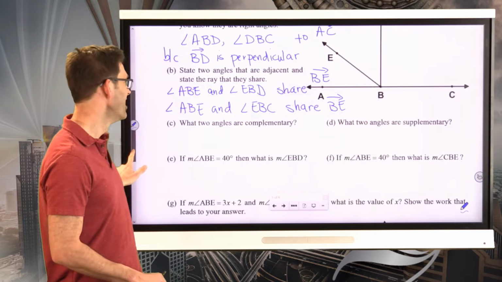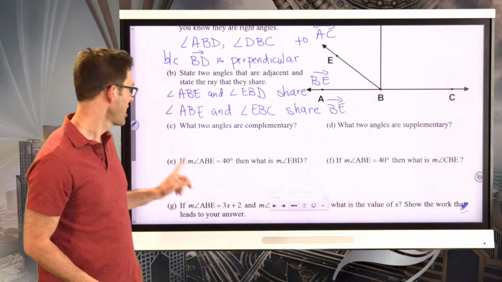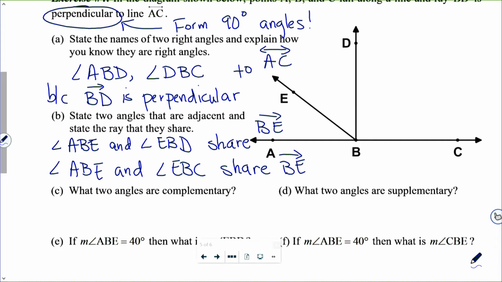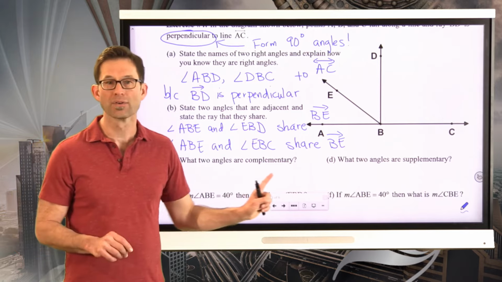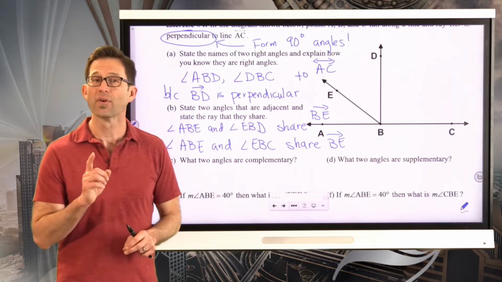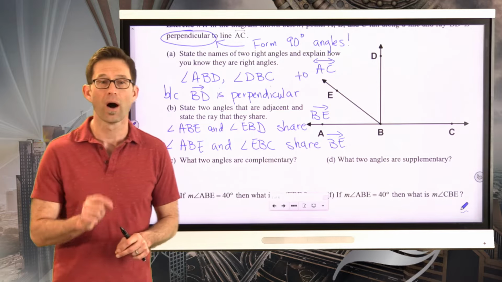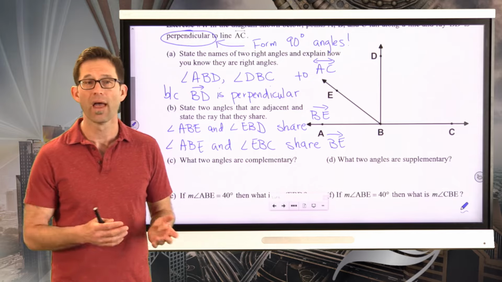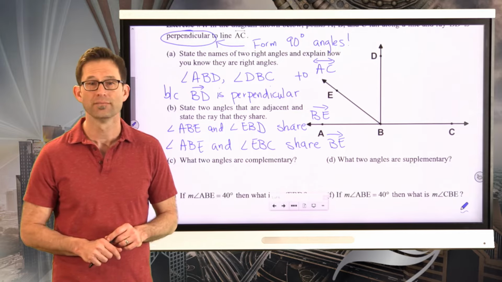All right, let's keep talking about these. Actually, let me keep the diagram on the board. Let's take a look at letter C. What two angles are complementary? All right, so complementary angles, right, are two angles that sum to 90 degrees. And there's actually only one pair of complementary angles up here. See if you can figure out what they are and name them. Pause the video now.